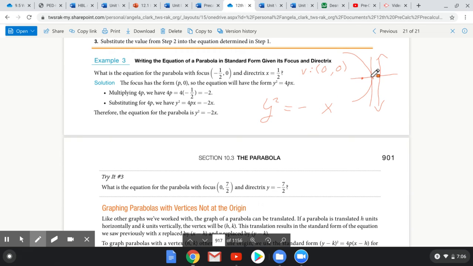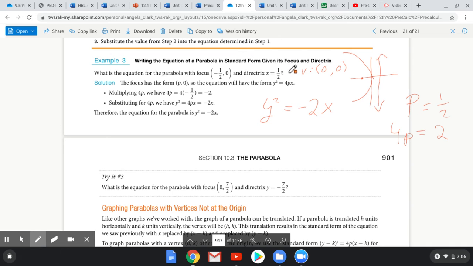p is the distance from the vertex to the focus. Well, the vertex is at 0 and the focus is at negative a half. So that distance is just a half. So p is a half. So 4p is 4 times a half, which is 2. So negative 2. So that's really all there is to it.